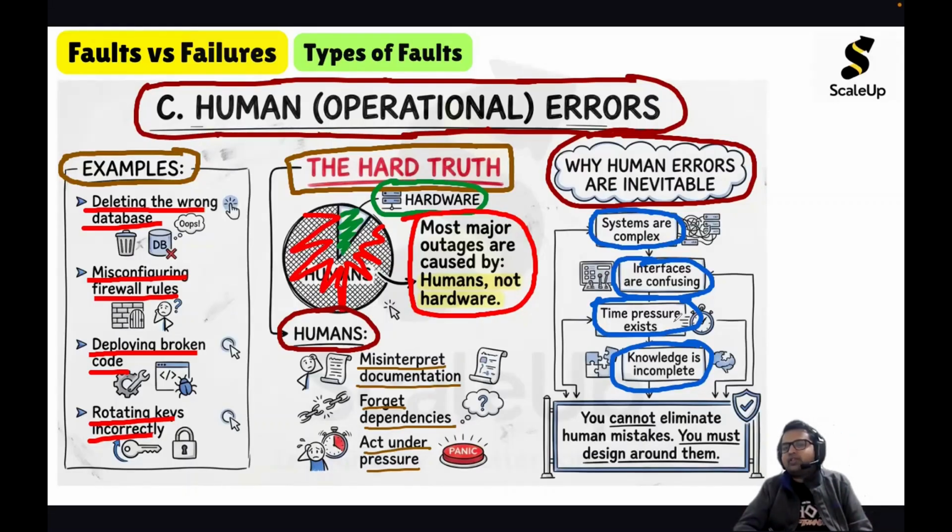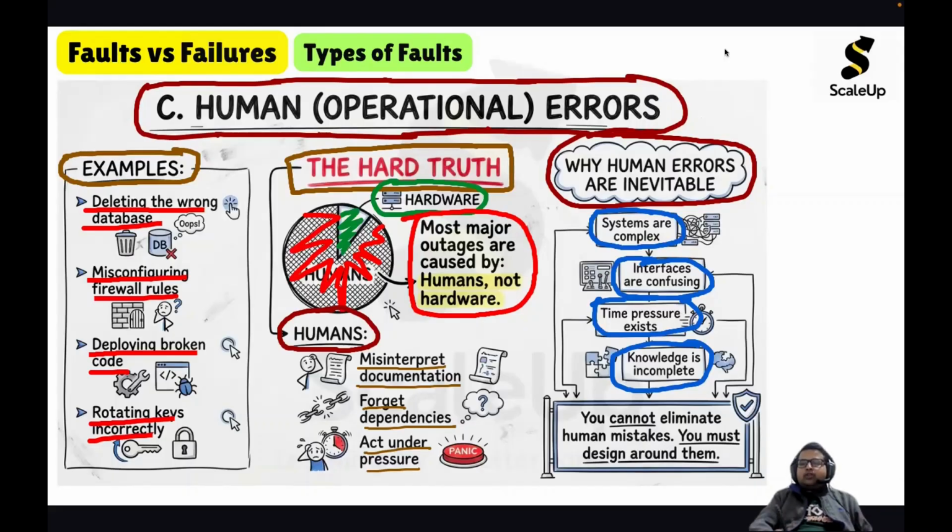And because of all these factors, if a human is involved in a complex system, he might end up making many human errors. If a human is interacting with a confusing interface, he might end up making many human errors. If time pressure is there, humans might make errors. And if the human is not properly skilled, he has incomplete knowledge, then also human errors might occur.